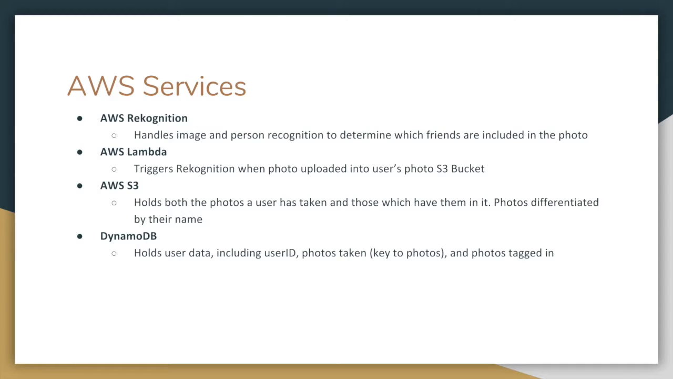It currently uses 4 Amazon Web Services: Rekognition, Lambda, S3, and DynamoDB. Rekognition to figure out which users appear in the photo, Lambda to trigger the Rekognition, S3 to actually store the photos, and DynamoDB to hold all of the user data including their ID, photos they've been tagged in, and photos they've taken.